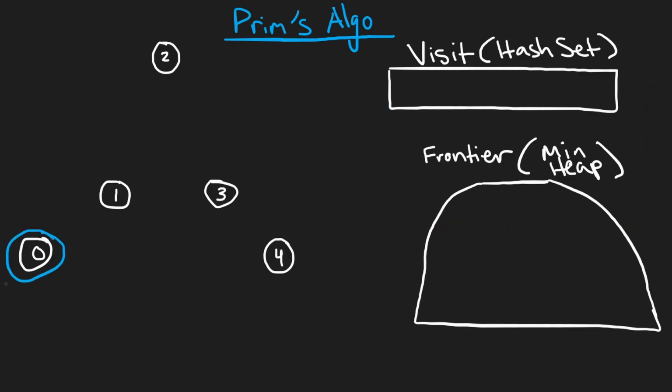So let's start at 0. You can start at any node. You can start at 3, 2, 4, but in this case, we're going to start at 0 just because it makes sense. So when we start at 0, we're adding it to visit, and we're adding it to the frontier. So what's the cost of connecting 0? Well, if we're just connecting a single node to the graph, we're not actually including any edges, so the cost is going to be 0, and the node value is going to be 0.